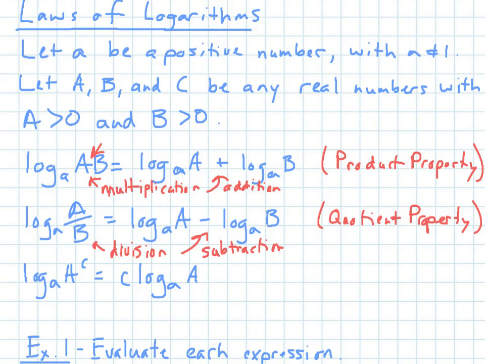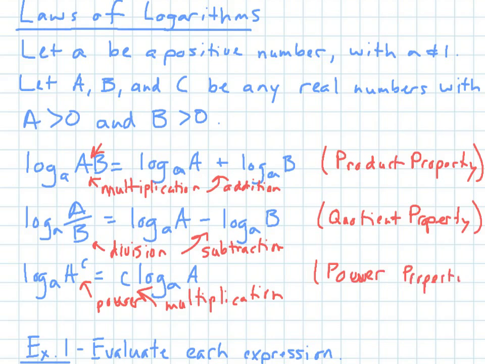And then the last one is log of A to the C power base A is equal to C times log of A base A. So you have a power of an exponent, and then that makes it multiplication out front. So not between two things, but just out front of the log that you already had. This one I call the power property, since we have a power. So product, quotient, and power property.